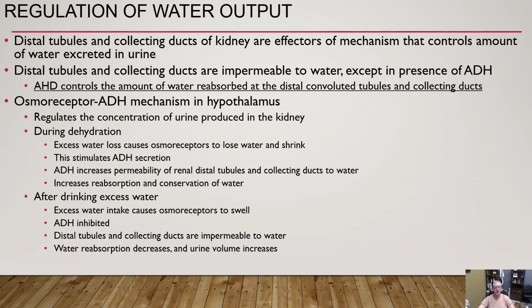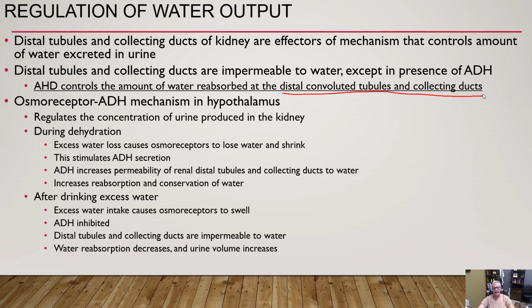All right, regulation of urine output. So remember that the distal tubules and collecting duct, those last two portions of the nephron, are the effectors of the mechanism that controls the amount of water excreted in the urine. And remember that that's where ADH works, that antidiuretic hormone. ADH works in the distal convoluted tubule and the collecting duct.